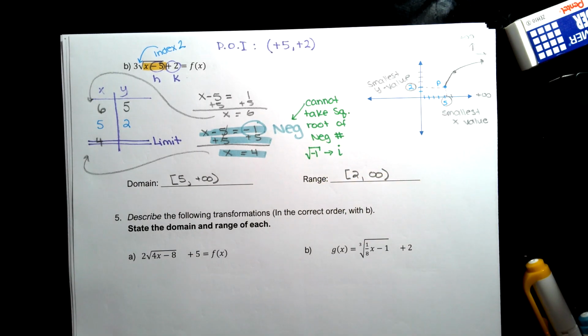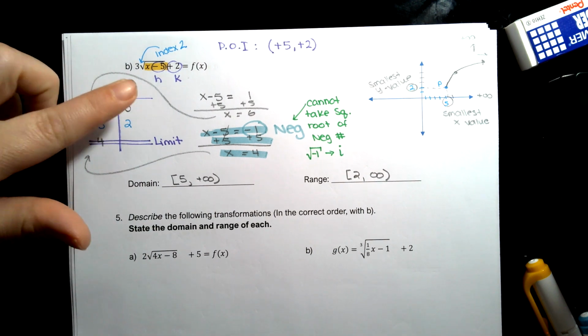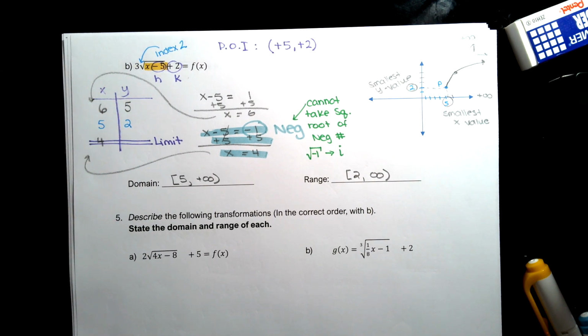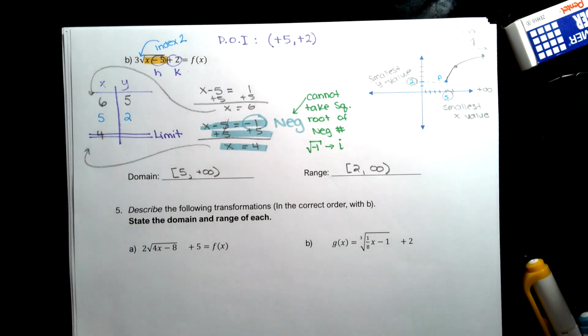So square roots versus cube roots. Cube roots do not have any limitations. We can have negatives on the inside. Square roots do have limitations, do affect the domain and range, cannot have a negative on the inside. It makes things imaginary.